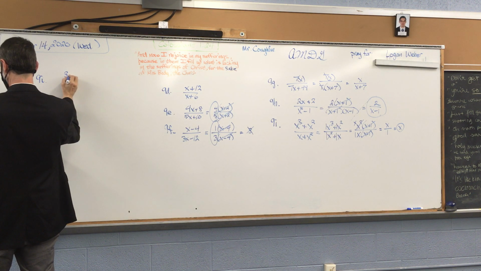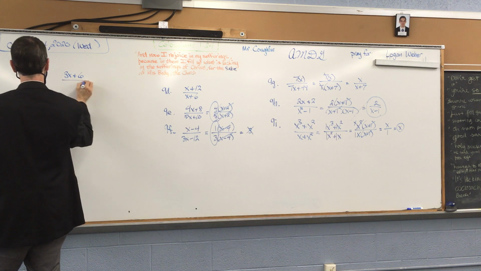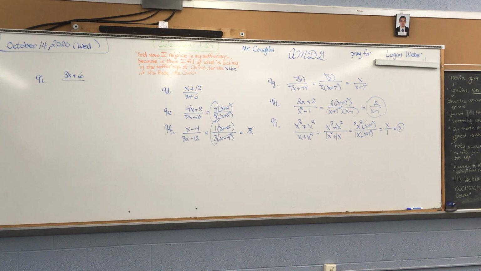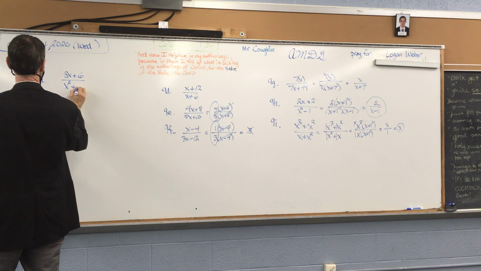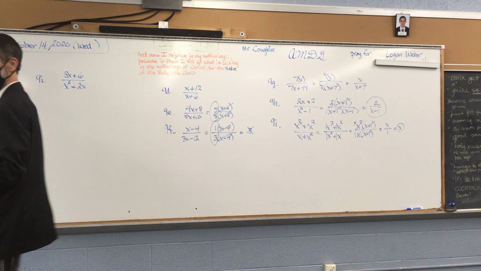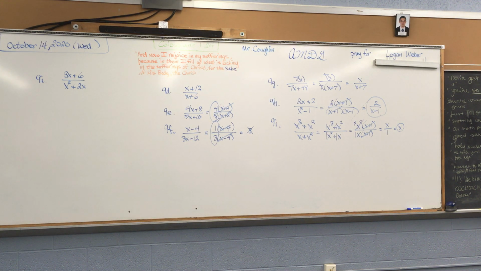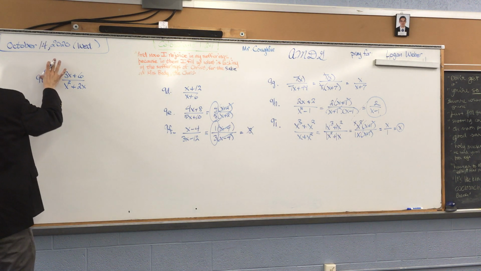I've got 3x plus 6. Do you see the bottom on 9i? They wrote it backwards. Fix it. X squared plus 2x. This is on 9i, second column. Oh, 9j, sorry. Sorry, we already did 9i. Yeah, you're right.